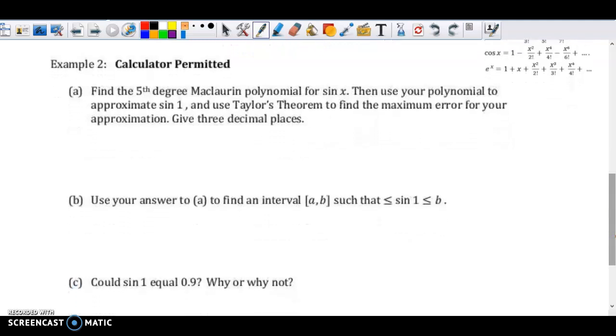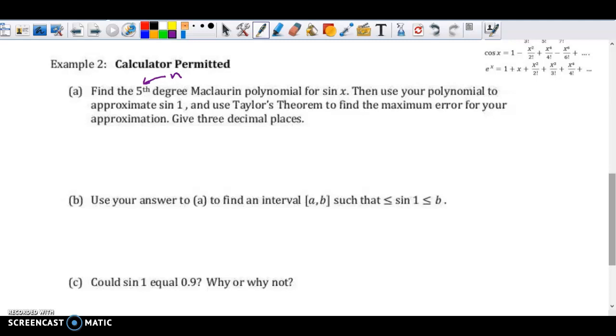Okay, so example 2. Read through the problem and try to figure out what variables we have. If you're looking at the 5th degree, that is your n value. So n plus 1 is 6. And we're going to use this to approximate sine of 1. And what else do we know? We're going to find the maximum error for our approximation, and we want 3 decimal places. Like I said, on the AP test, they do like 4. It's better to do more than not enough, so we're going to do more than that.